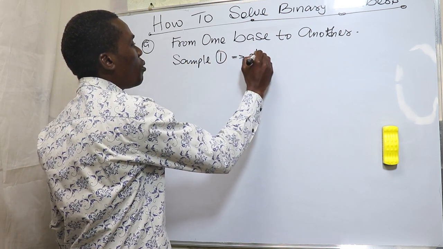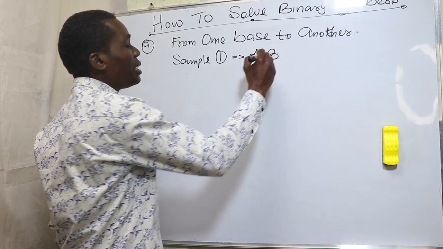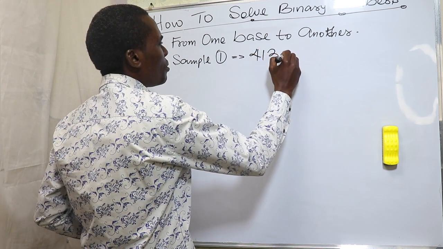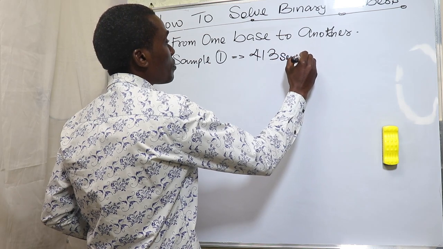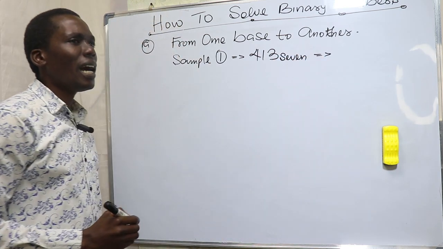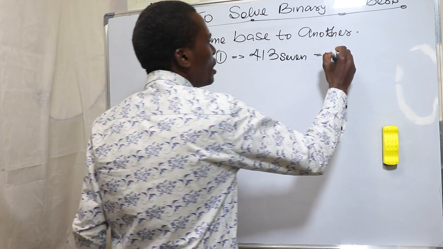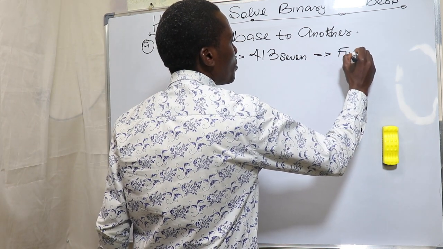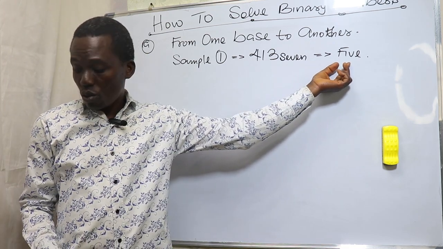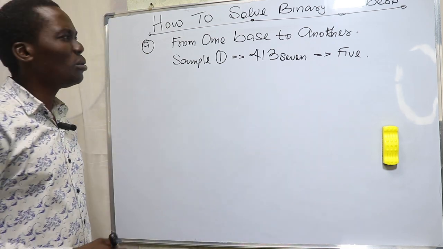They give you 413 in base 7, and they make you change it to another base, and that other base is base 5. So if they ask you to change 413 in base 7 to base 5, what will you do?